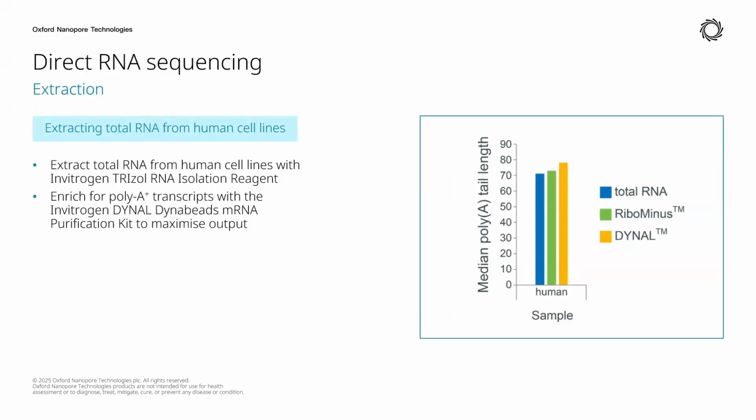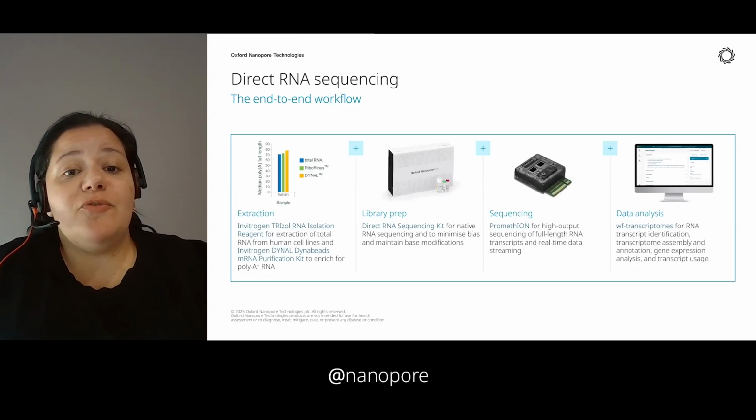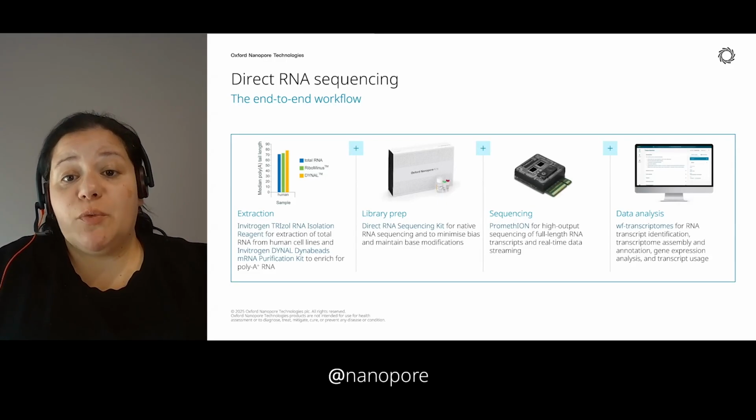So when it comes to preparing samples for direct RNA sequencing, if you're working with human cell lines, we recommend extracting total RNA using the Invitrogen TRIzol RNA isolation reagent. Then to maximize output, we recommend using the Invitrogen Dynabeads mRNA purification kit to enrich for poly-A transcripts. And here's that step followed by the rest of the sample to analysis workflow.